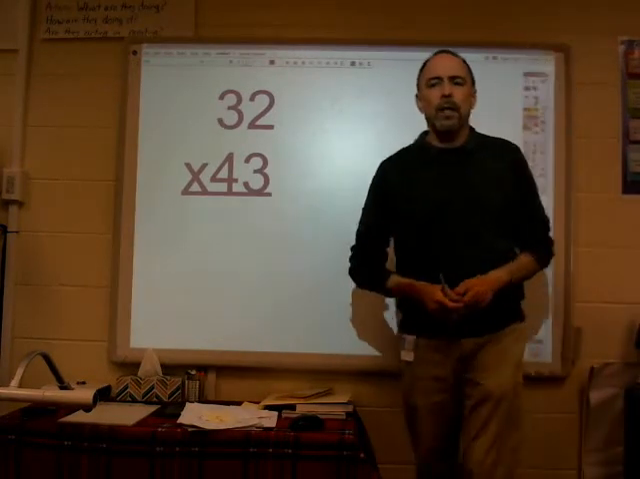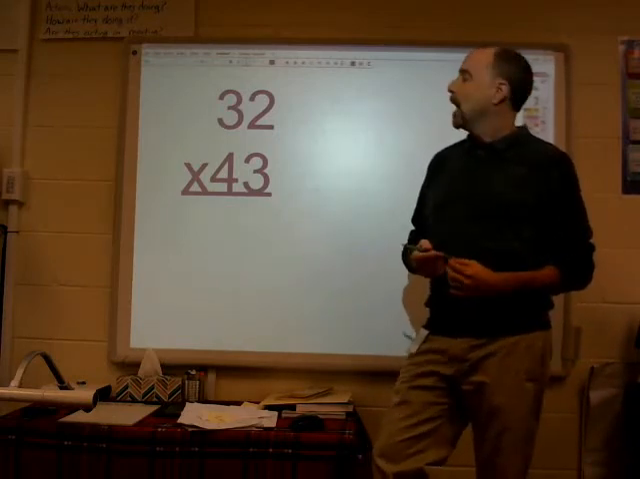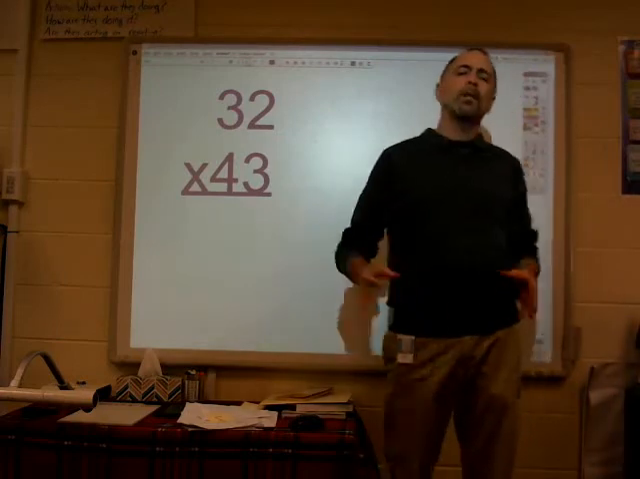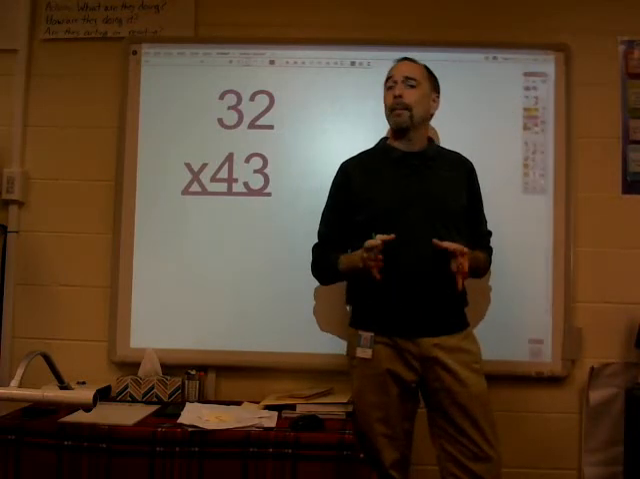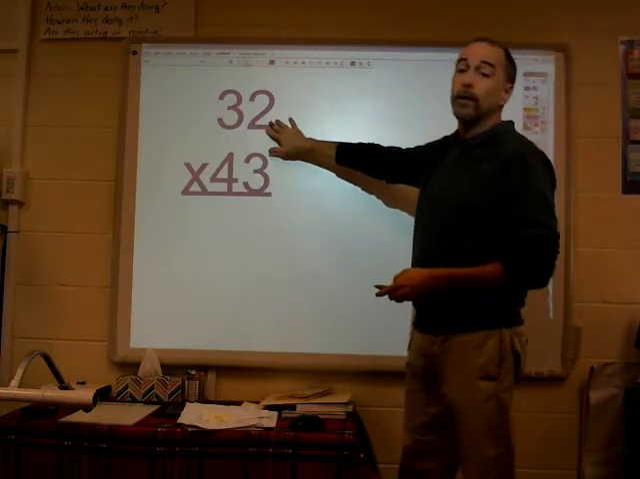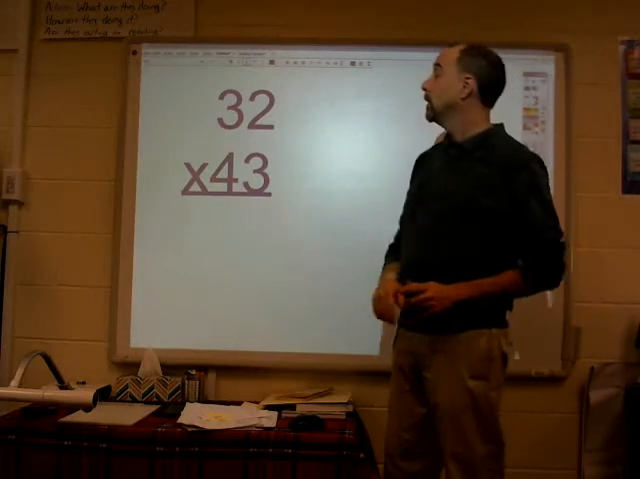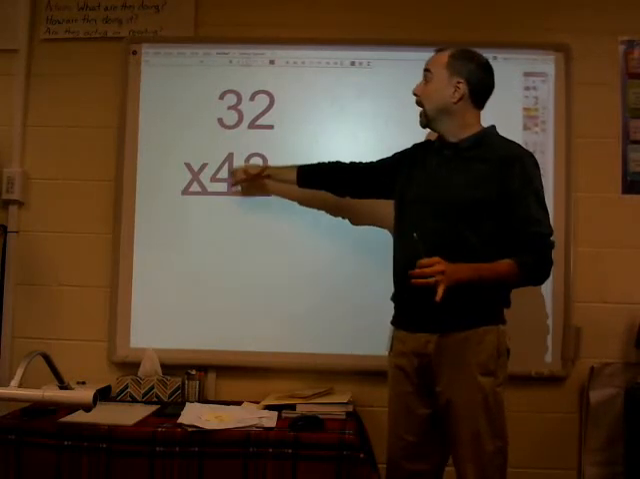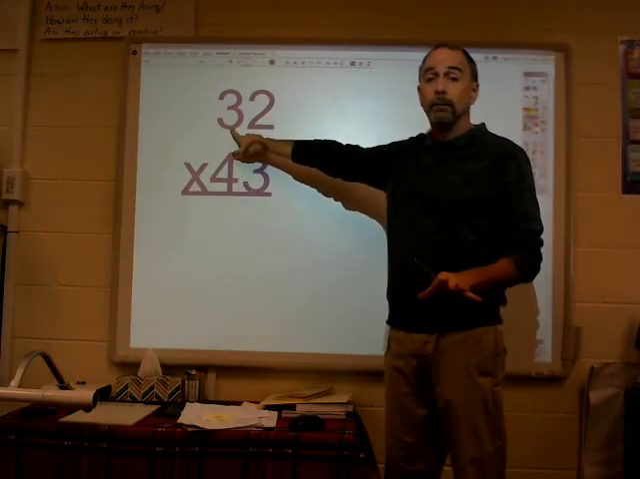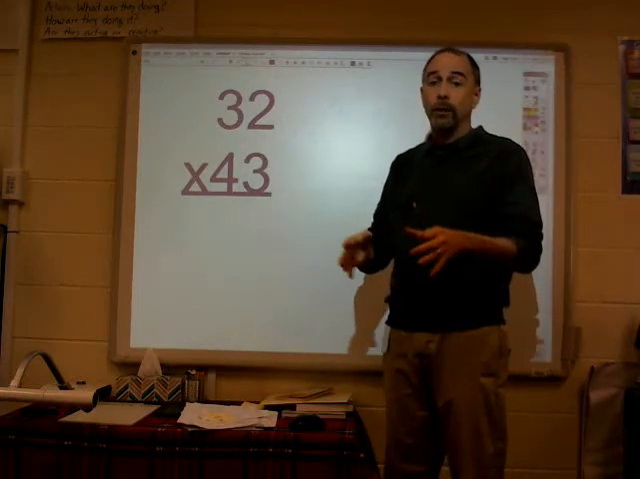This is our equation, for example, 32 times 43. And when we multiply with partial product, we multiply by place value. Okay? So this is a 3 and this is a 2, but this is not a 4 and this is not a 3. This is in fact a 40 and this is in fact a 30. And when we multiply, we're going to multiply as if those were a 40 and a 30.